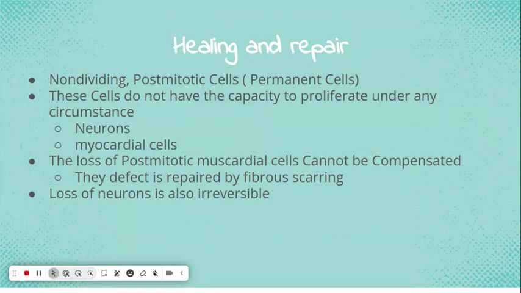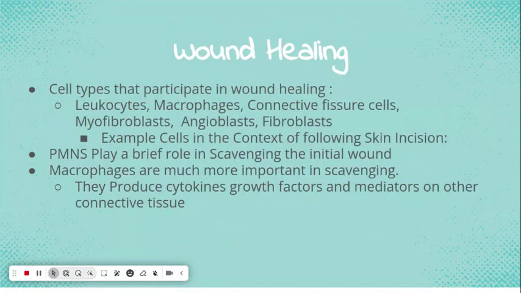myocardial cell area. A loss of neurons is irreversible, so if you've lost a neuron maybe in the lower portion of your spine, you're going to see paralysis, lack of feeling, so on and so forth.